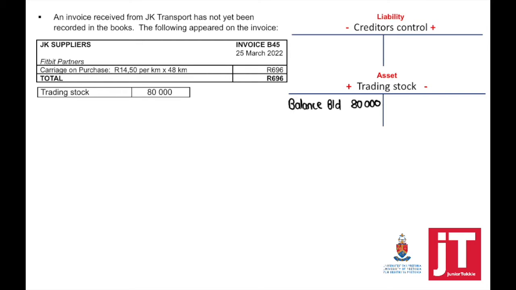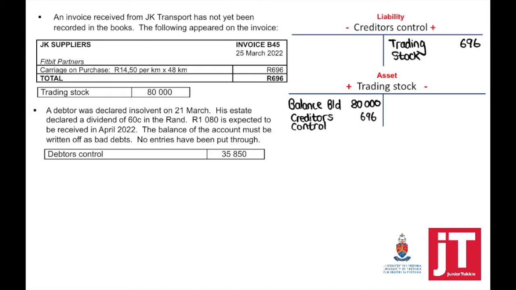Creditors control and trading stock is not relevant to the statement of comprehensive income. So why am I doing this? If we need to calculate deficit or surplus when we do a physical stock count, we need to know what is our new updated balance of our trading stock account. This is why we need to show this. Your trading stock would be debited and creditors control would be credited.